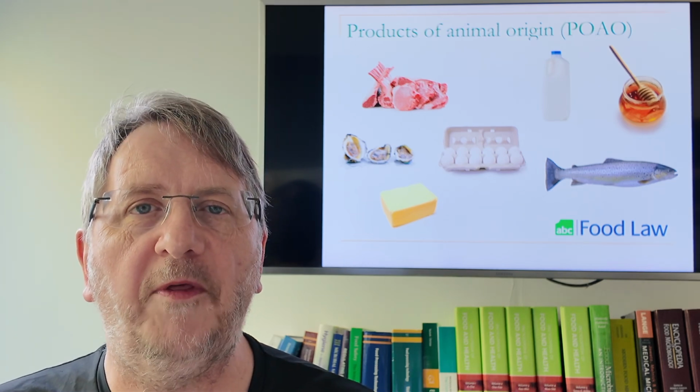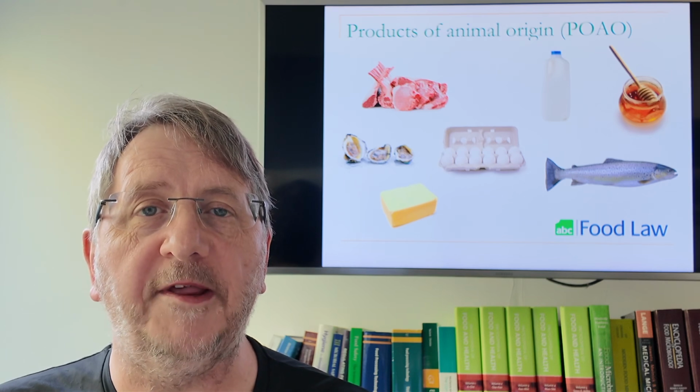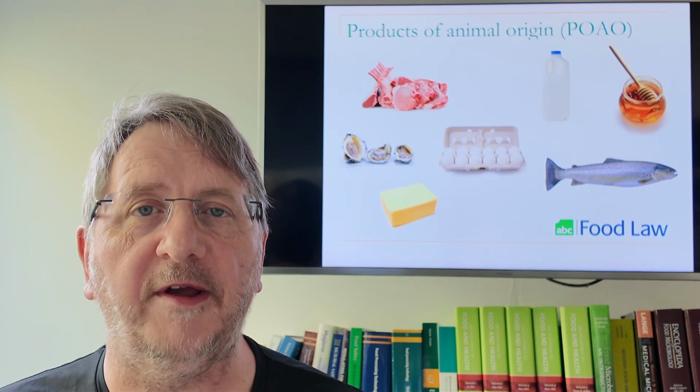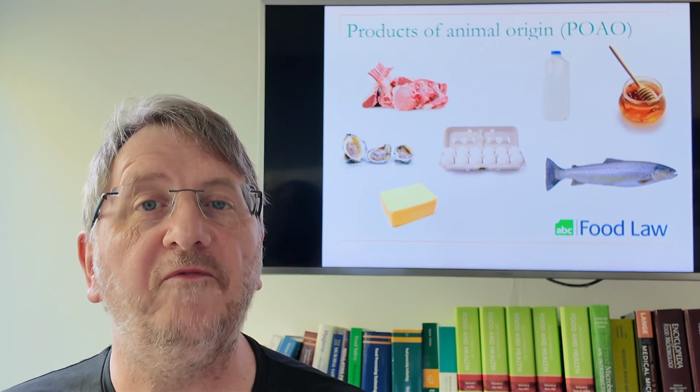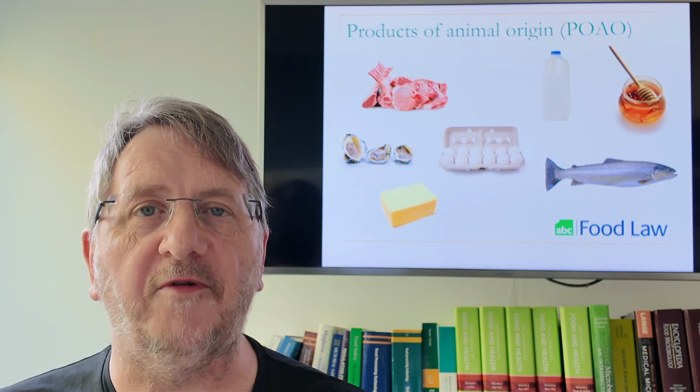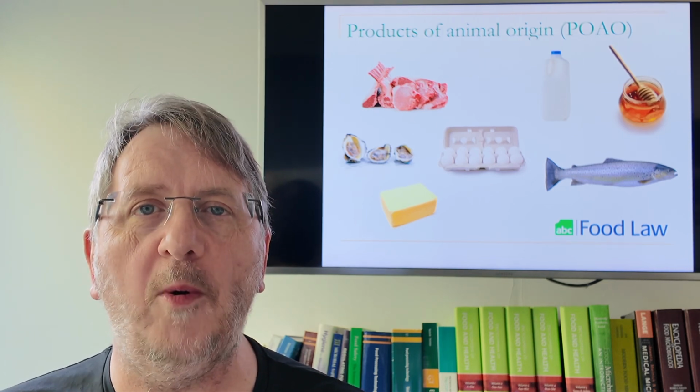And for the purposes of importation, food can be placed into one of several categories. And depending on which category the food that's being imported from outside of Great Britain fits into, different rules will apply. The first category is products of animal origin, POAO.